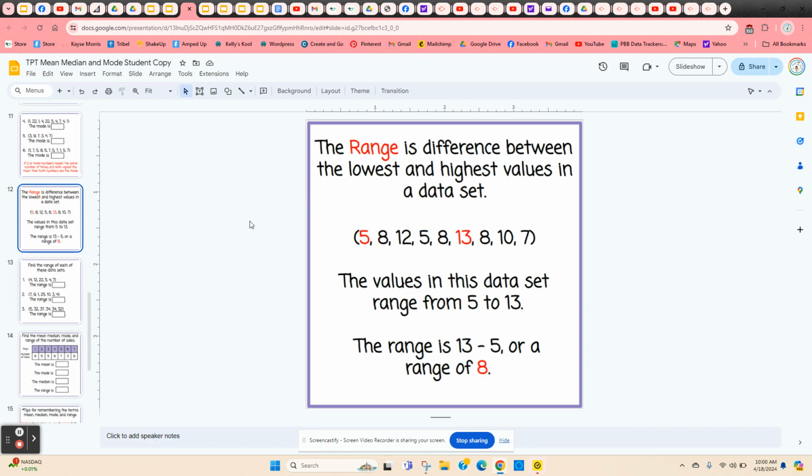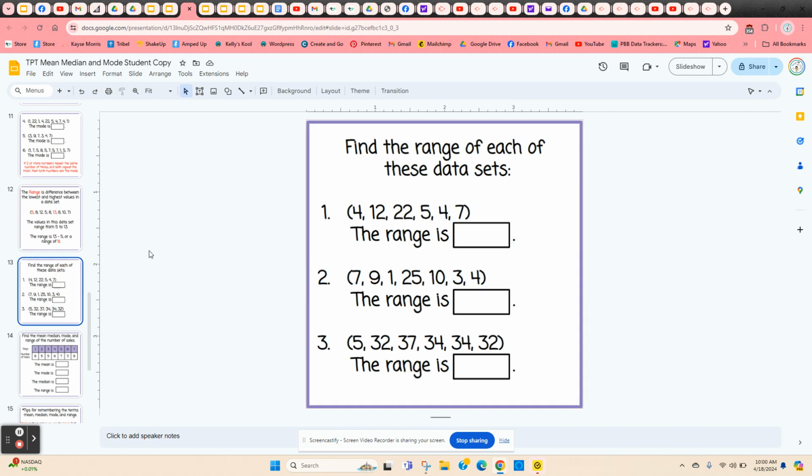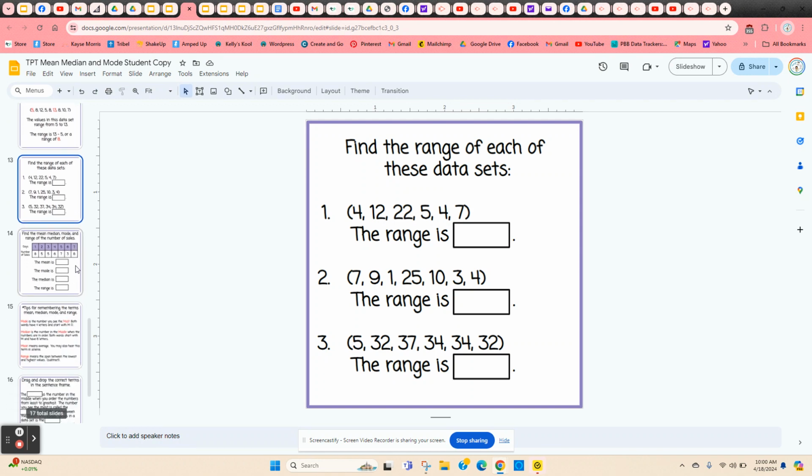And then we go on to range. So range is the difference between the lowest and the highest values in a data set. So if we look at these numbers, 5 is our lowest, 13 is our highest, and we just subtract 5 from 13, and we get a range of 8. So on the next slide, students are going to be finding the range. Take the highest number, subtract the smallest number.